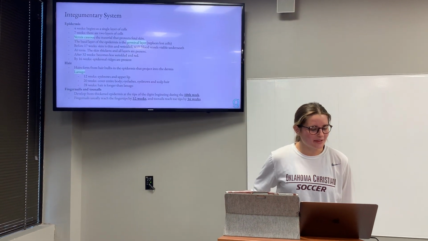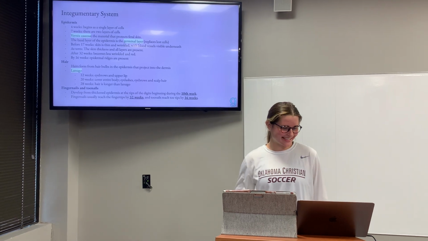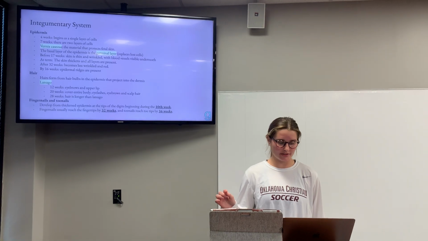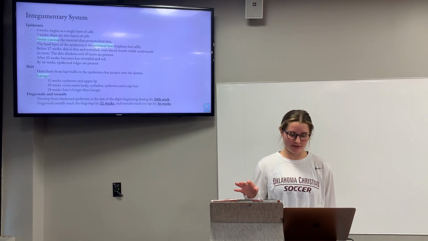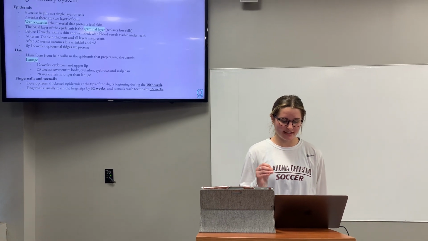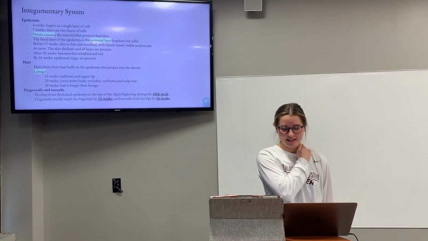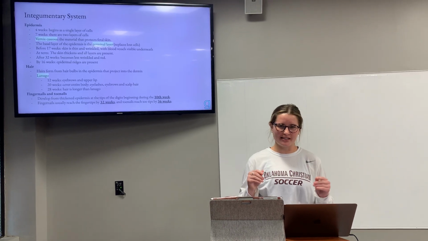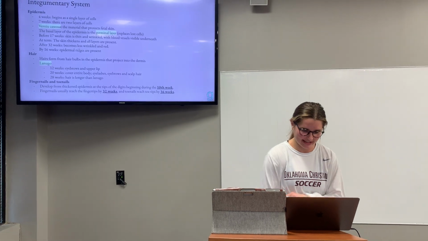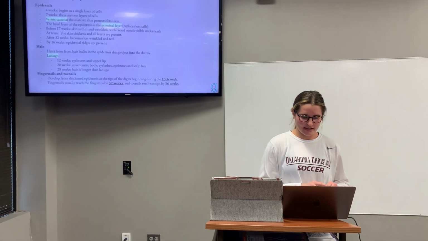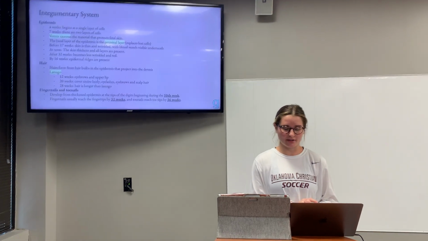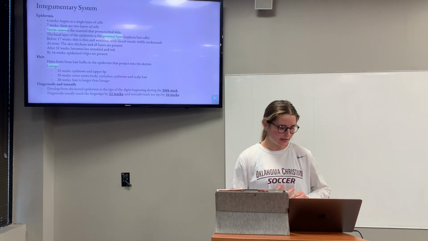And the integumentary system, I don't know if that's how you say it. So the epidermis, by 4 weeks, there's just a single layer of cells. By 7 weeks, there are 2 layers. And by 7 weeks, this starts to form the vernix caseosa, I think is how you say it. So this is like the cheesy stuff that is on the baby when they're born. It helps protect their skin. That begins to form in the 7th week. The basal layer of the epidermis is called the germinal layer, and this replaces lost cells.